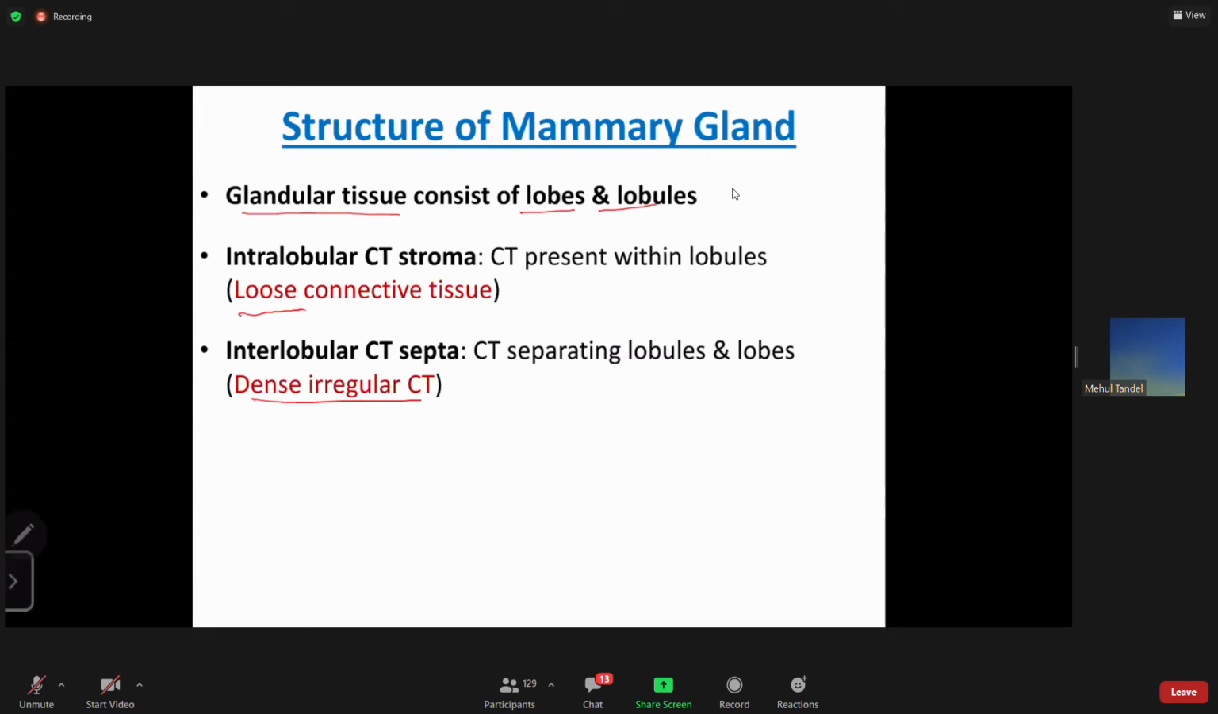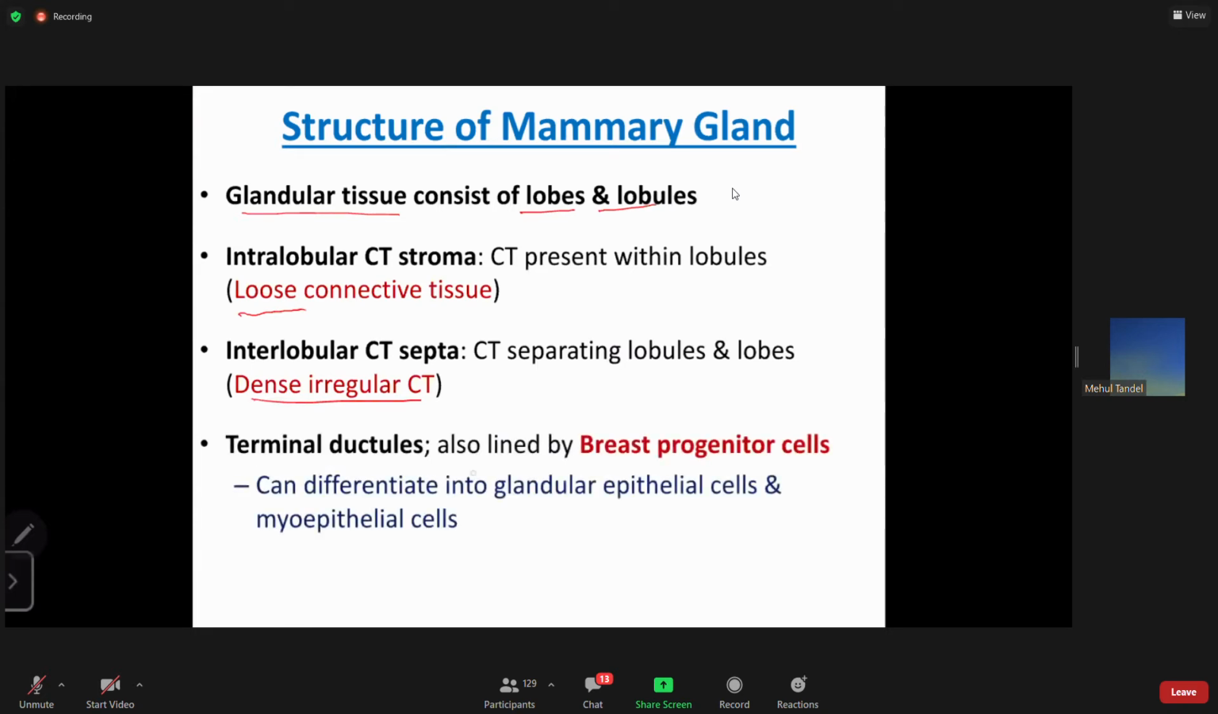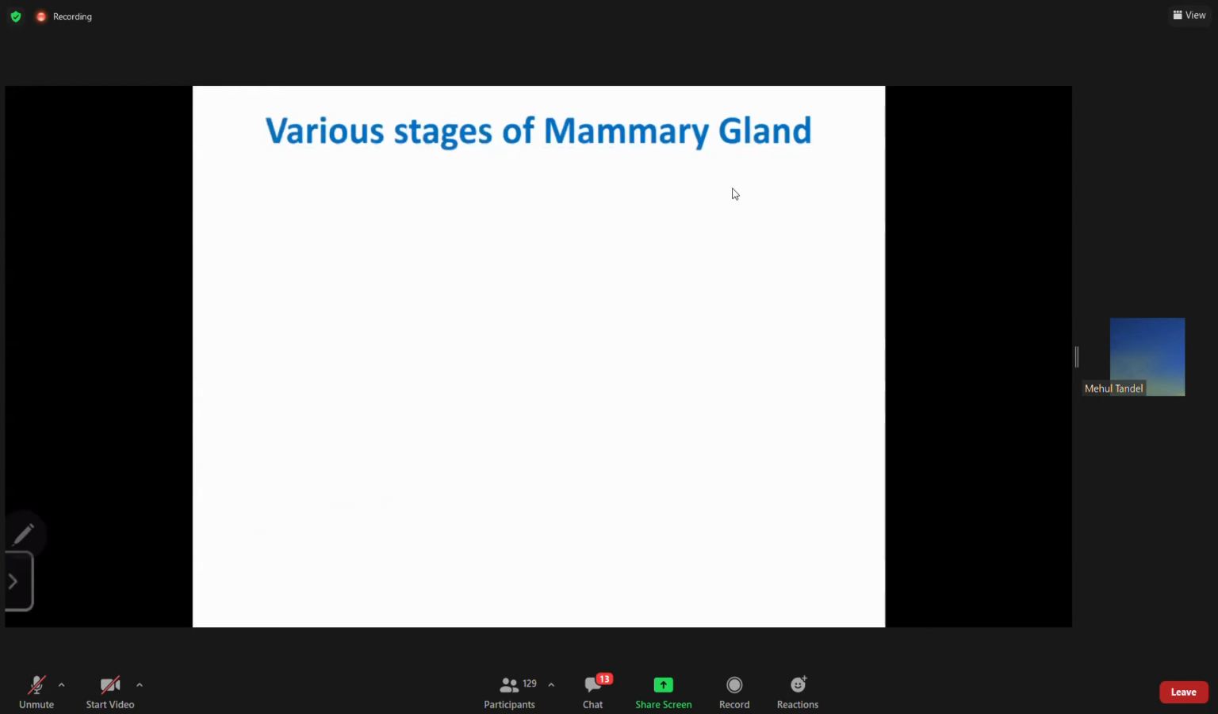Besides these, there is always a presence of breast progenitor cells, mostly in terminal lobules. Breast progenitor cells are just like stem cells, which can differentiate into either glandular epithelial cells or myoepithelial cells. Clear? Now let's see the various stages of the mammary gland. This is the common structure.